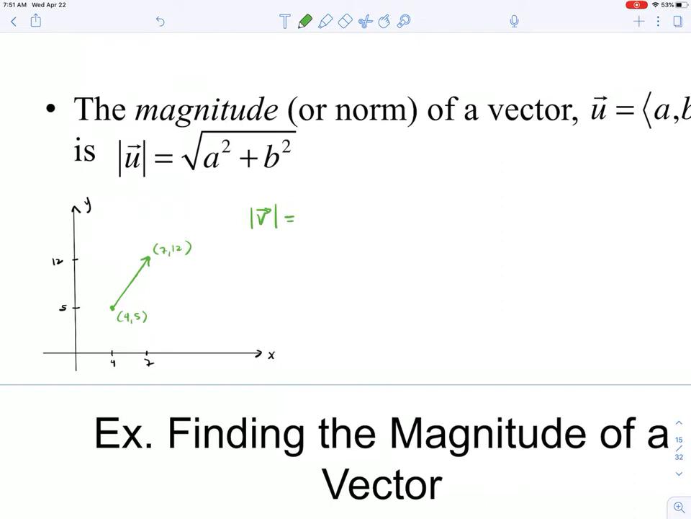So to calculate the magnitude of that vector, which I had named vector v, we would be calculating the distance between the point 4, 5 and the point 7, 12. So that would be the change in the x coordinate squared plus the change in the y coordinate squared, and the square root of that, which would give us the square root of 58.